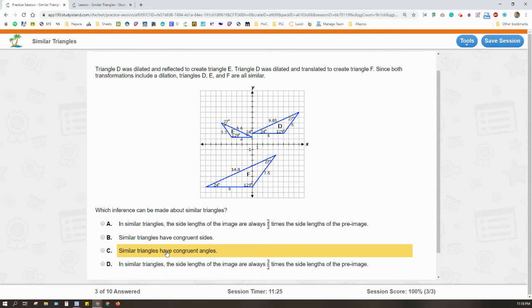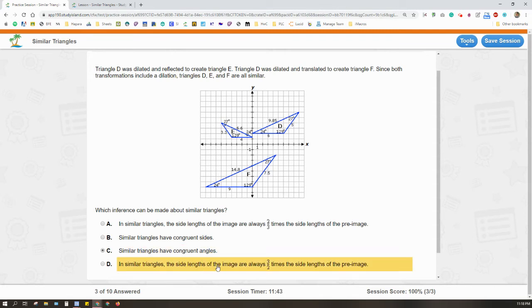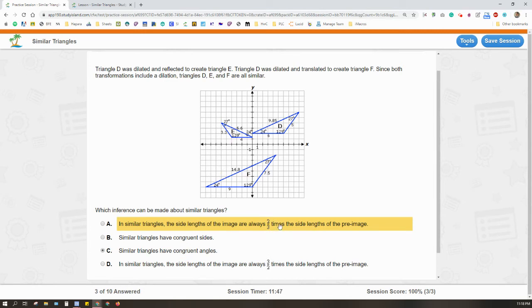C, similar triangles have congruent angles. Bingo. All 3 of these triangles have the same measures. Look, 27 degrees, 27 degrees, 27 degrees. 129 degrees, 129 degrees, 129 degrees. 24 degrees, 24 degrees, 24 degrees. That's the answer. Finally, D, in similar triangles, the side lengths of the image are always 3/2 times the side lengths of the pre-image. That's wrong for the same reason that A was wrong. They can be all sorts of different sizes based on the scale factor by which they were dilated.